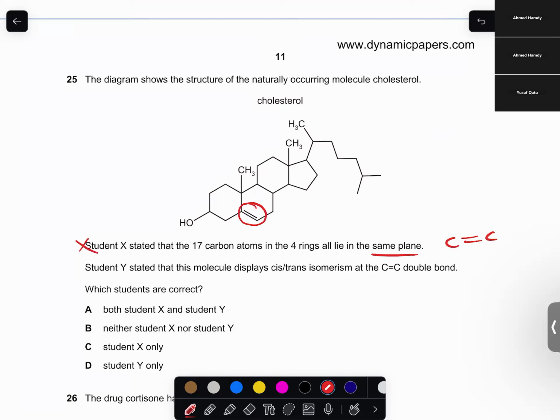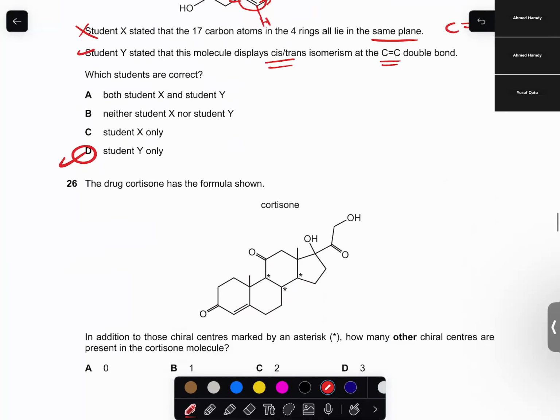State that displays cis-trans. So yes, we have a double bond. Yes, but this carbon contains H here and another R group here. So yes, and here this group is different than this group, so it represents the cis-trans isomer. So the answer is that student Y only is correct.